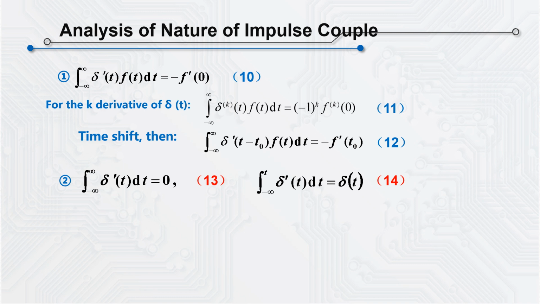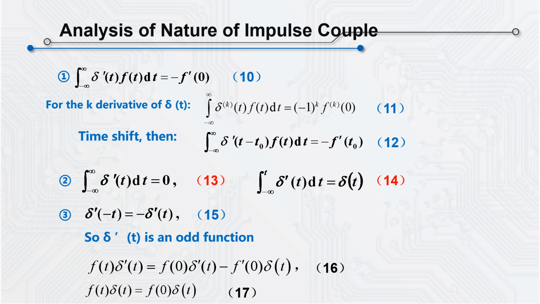Let's take a look at formula 13 and formula 14. Formula 13 is the integral from negative infinity to positive infinity of δ'(t). It is equal to 0. And formula 14 is the integral from negative infinity to t. It is equal to δ(t). When you apply these two formulas, you should notice the difference between them. According to what we mentioned before, formula 15 is proved. In other words, impulse couple is an odd function.